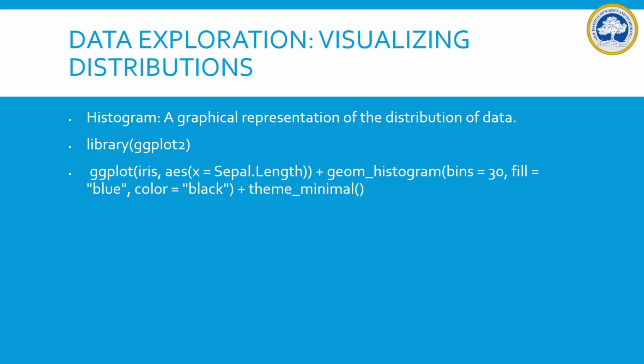Data exploration, visualizing distribution or probability distribution. Visualizing the distribution of the data is nothing but a univariate analysis. We can use a histogram plot for this purpose. The histogram plot is a graphical representation of the distribution of the data, univariate data especially.